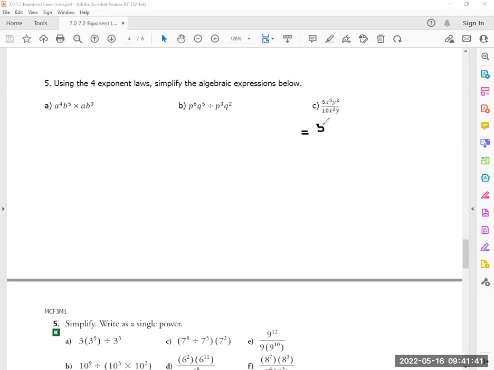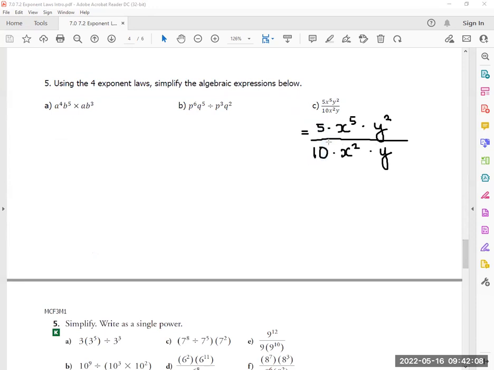Please be advised that I'm not trying to trick you. The question is simply asking, a 5 is a coefficient multiplied to x to the power of 5 and y to the power of 2. The denominator is a 10 as a coefficient and x to the power of 2 multiplied by a single y.